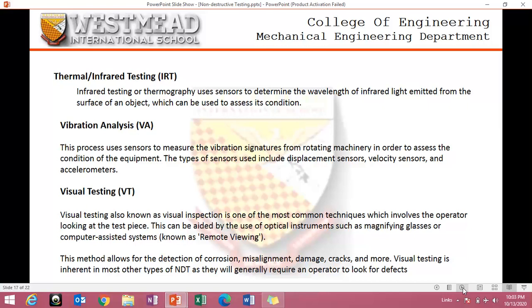The types of sensors used include displacement sensors, velocity sensors, and accelerometers. Visual testing. Visual testing, also known as visual inspection, is one of the most common techniques, which involves the operator looking at the test piece. This can be aided by the use of optical instruments such as magnifying glasses or computer-assisted systems. This method allows for the detection of corrosion, misalignment, damage, cracks, and more. Visual testing is inherent in most other types of non-destructive testing, as they will generally require an operator to look for defects.